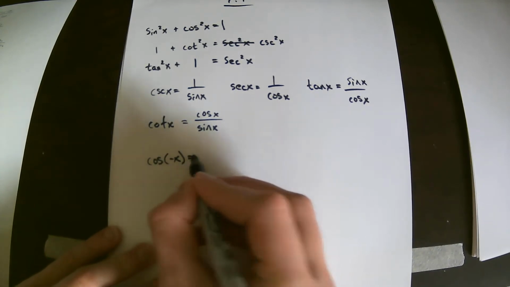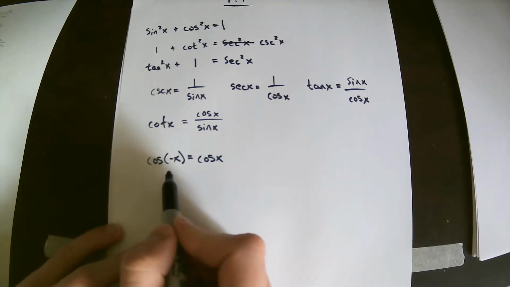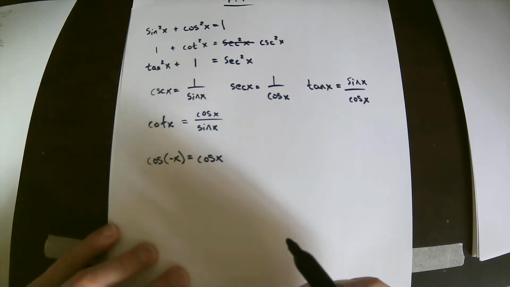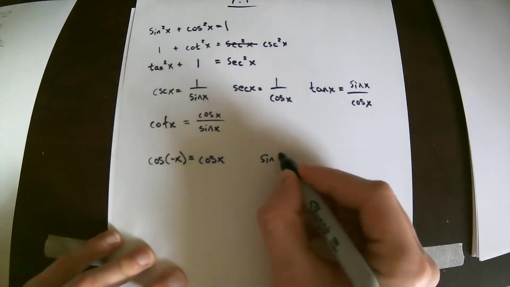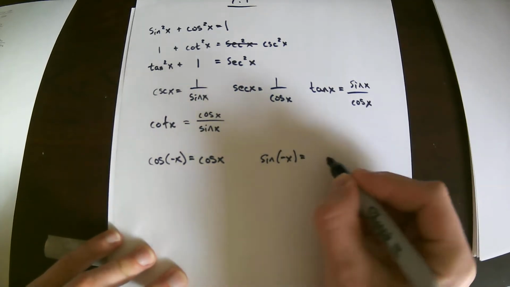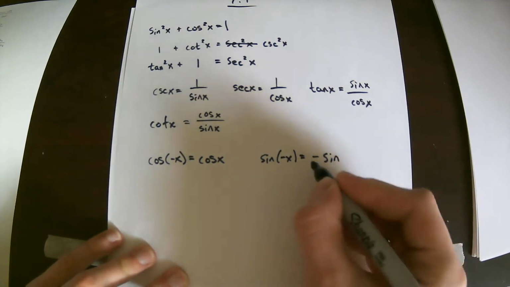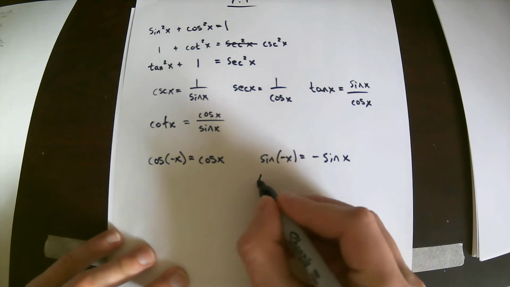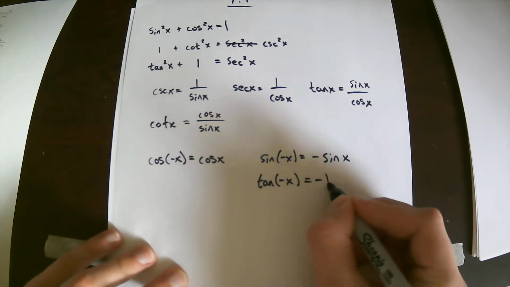probably won't use this a lot, but cosine of a negative input is just cosine of that input. Cosine absorbs negative values because it's an even function, and sine is an odd function, so we can pull negatives. If we input a negative, we can pull that negative sign all the way out of sine. Like this, and that actually works for tangent as well, because tangent is an odd function as well.